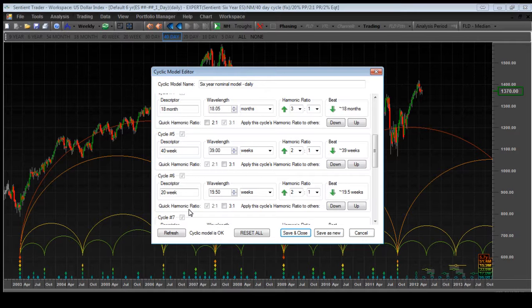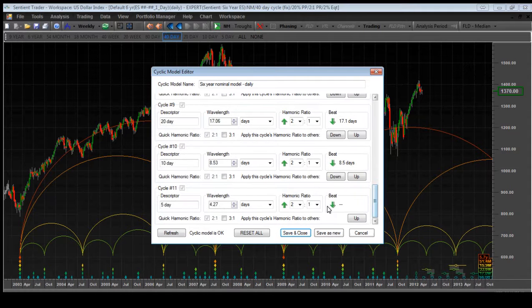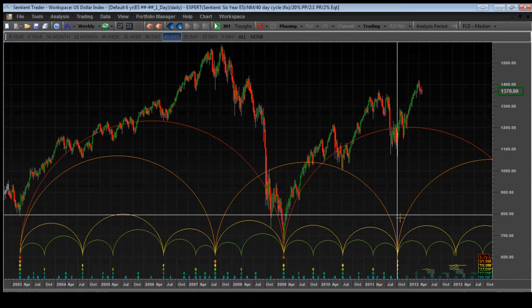So there is the nominal model. I can scroll down and just show you that the rest of it's the same: 18-month, 40-week, 20-week, 80-day, 40-day, 20-day, 10-day, and 5-day. The rest of the nominal model is exactly the same as the default that comes with Centaur, the Hurst's nominal model. All right, I believe that there's still a good deal of validity to this particular long-term analysis.